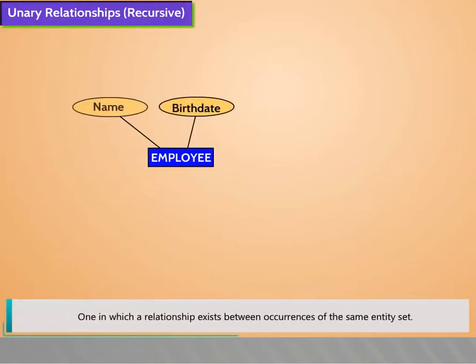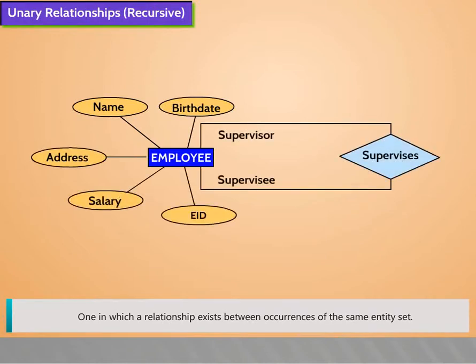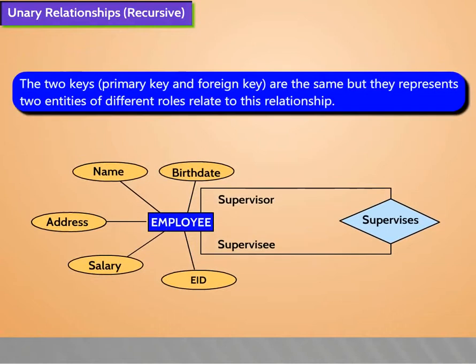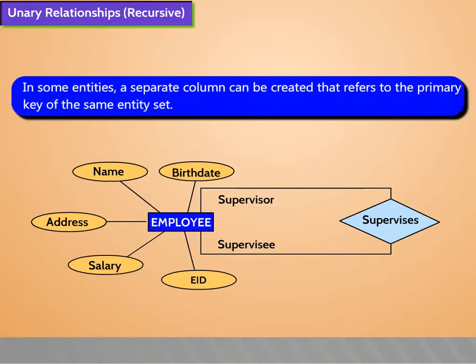Unary relationships, that is recursive. One in which a relationship exists between occurrences of the same entity set. The two keys, primary key and foreign key, are the same, but they represent two entities of different roles related to this relationship. In some entities, a separate column can be created that refers to the primary key of the same entity set.